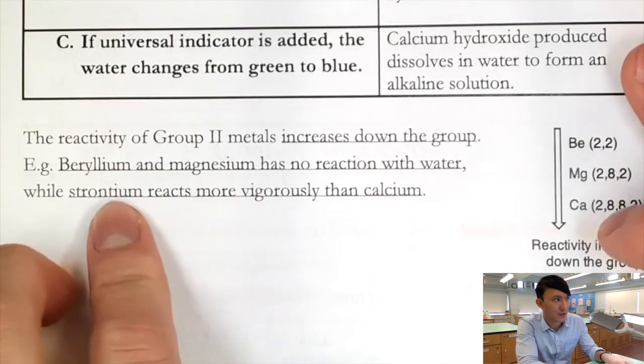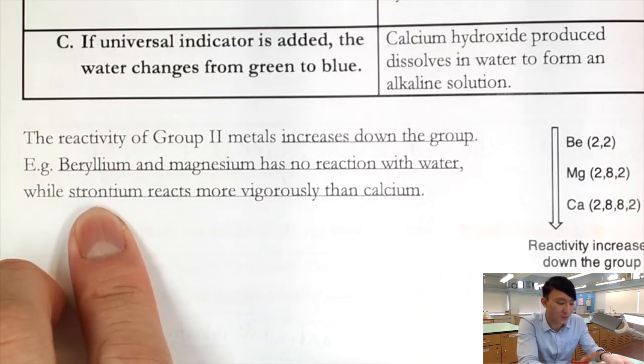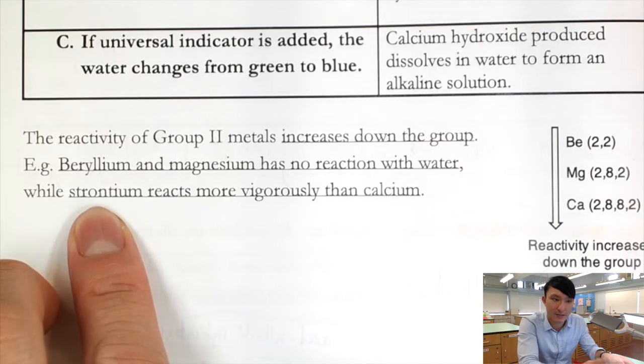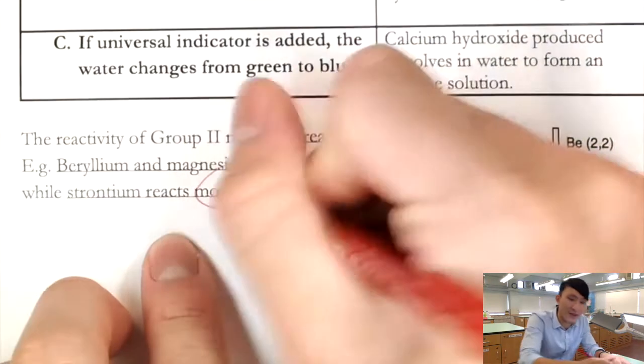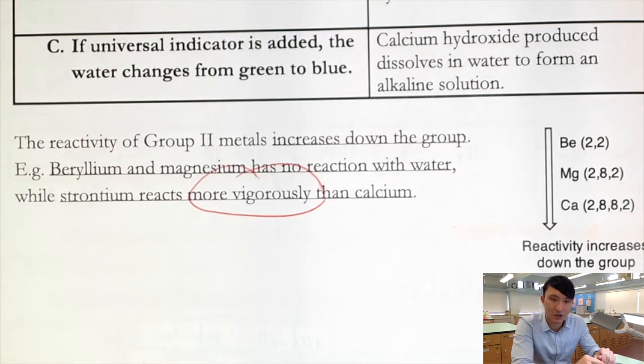On the other hand, strontium is the Group 2 metal under calcium on period 5. And according to the trend, strontium is more reactive than calcium. So of course, strontium is able to react with water and even reacts more vigorously. Okay? So these concepts are quite similar to the Group 1 metals.